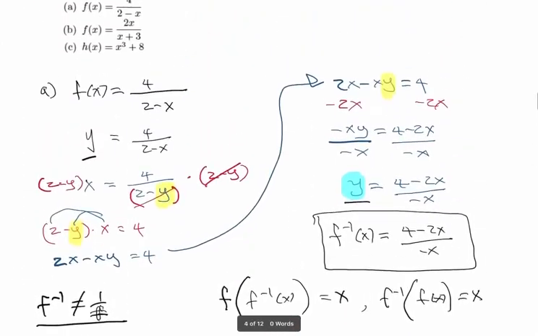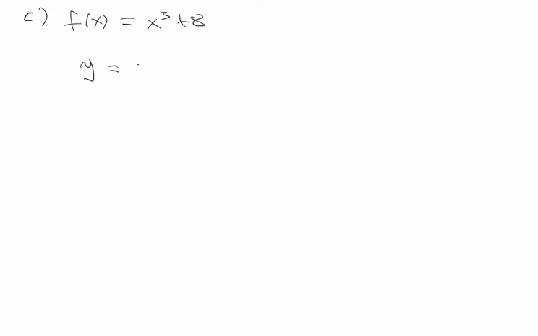Okay, so let's look at the last one. Part C, we have x cubed plus 8 as f of x. So similarly, we write y equals x cubed plus 8. And again, we replace y with x and x with y. We're solving for y, so subtract 8 from both sides. So x minus 8 equals y cubed.